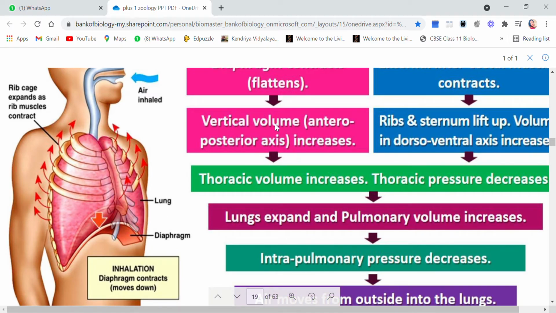Now, because the volume has increased, the thoracic volume also increases. Now, this is thorax. This whole portion is the thorax. Because vertical volume has increased, the volume of the thorax has also increased. But the air which was already present inside, that quantity has not changed. The volume has changed, but the quantity of air has not changed. So what happens? The pressure decreases. Understood? Again, I am repeating, as the diaphragm gets contracted, the volume increases.